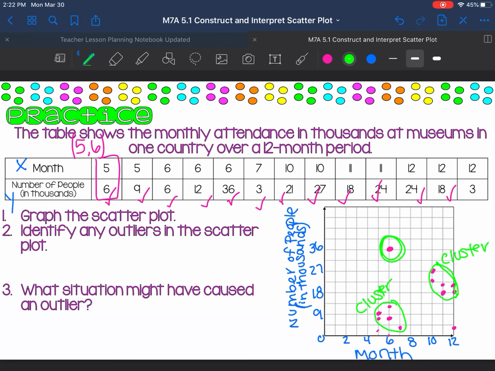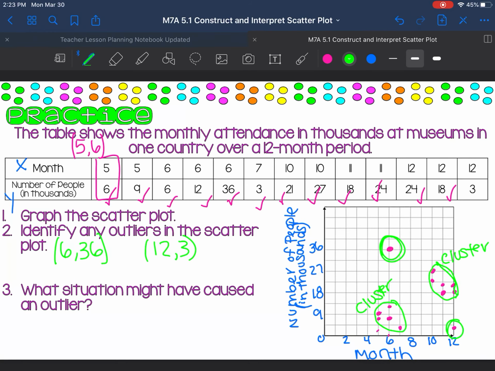And that would be our 636. And then we also don't forget about this little outlier over here. That is our 12.3. So now it's going to ask us, what is a situation that could have caused these outliers?